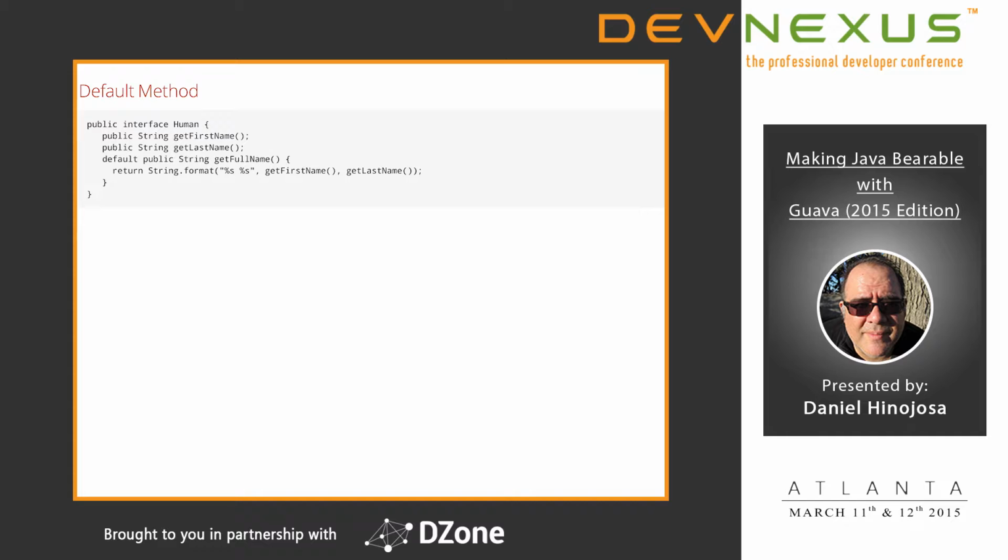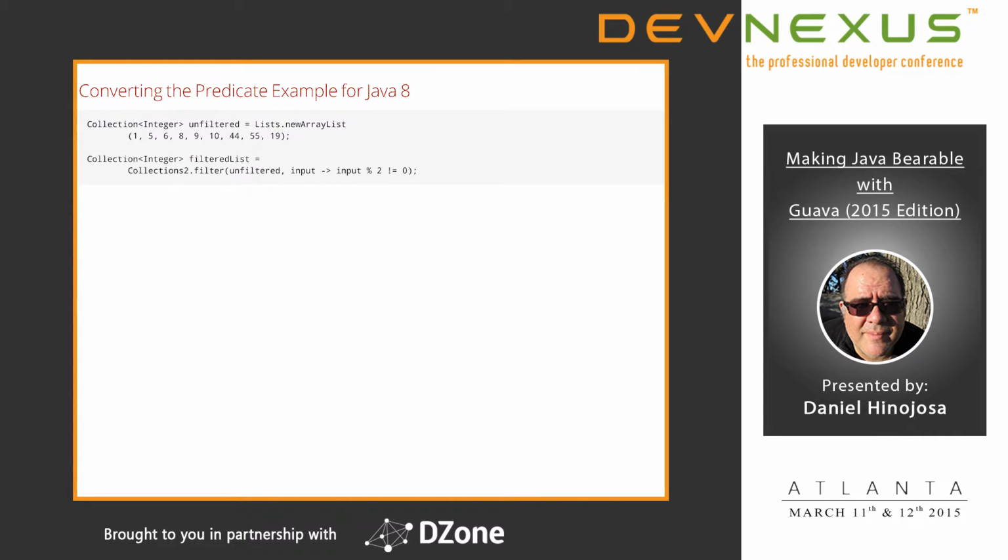If I have an abstract getFirstName and getLastName for this interface Human, I can create a concrete default method within here that uses the elements from within that interface. So if you didn't know what a default method was, that's what that is. Okay? All right. Now, thinking back about the predicate, here's the actual definition from the Guava source code. Public interface Predicate, I have an apply, and there's an equals, but that's an override.